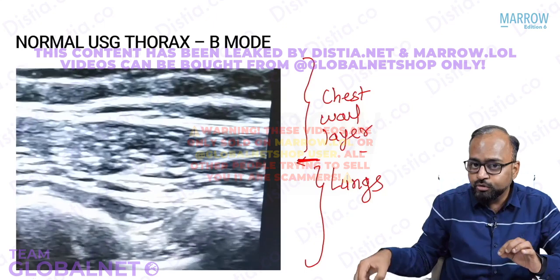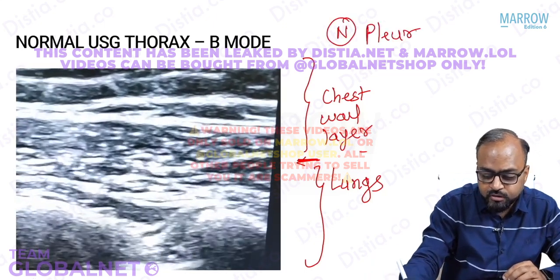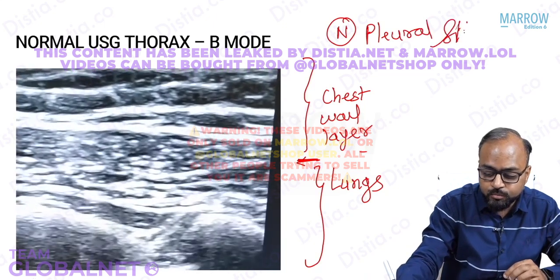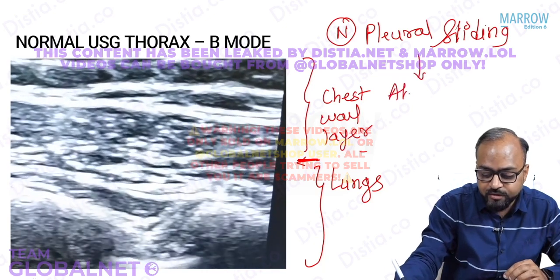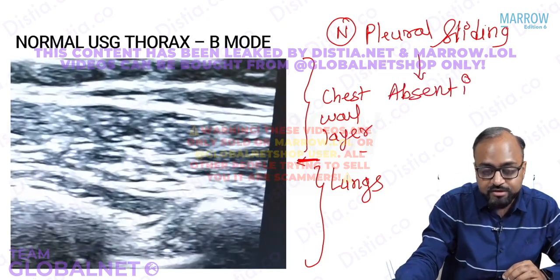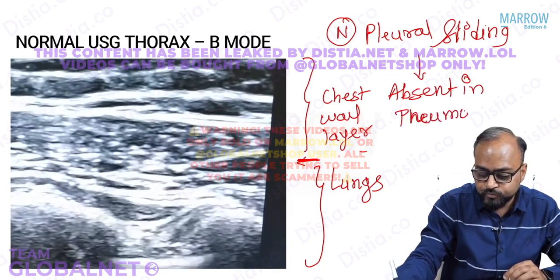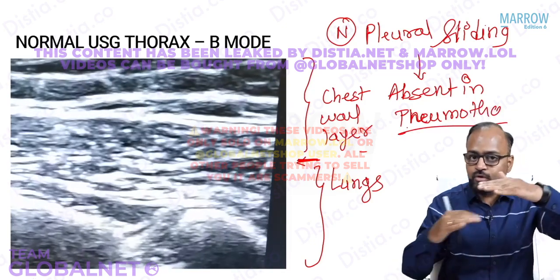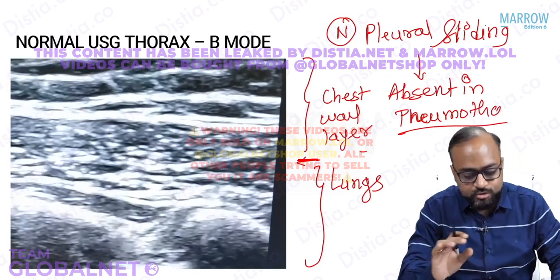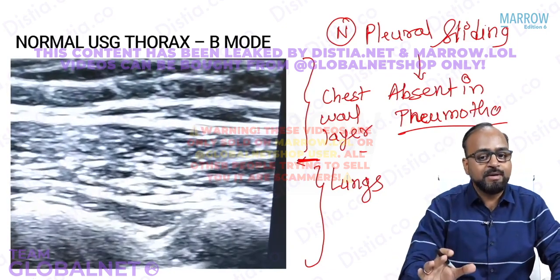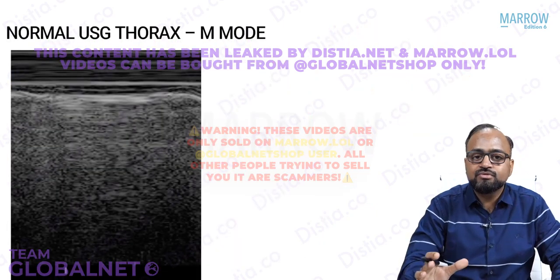So in this video, what you are seeing here is a normal pleural sliding. But this pleural sliding will be absent in cases of pneumothorax, because the air will not move up and down. That is the point of looking at this sliding movement. So this is pleural sliding, and this will become absent in pneumothorax. So this was the video that we saw.